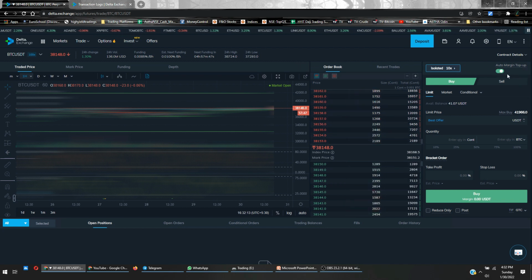Now, on the right hand side, you see this particular button, which is enabled right now, and it says auto margin top up. What exactly is it? Auto margin top up is a feature that automatically adds margin to the open positions to ensure that the positions are not liquidated. If auto margin top up is enabled for a particular position, whenever the position is about to go into liquidation, the position margin is replenished.